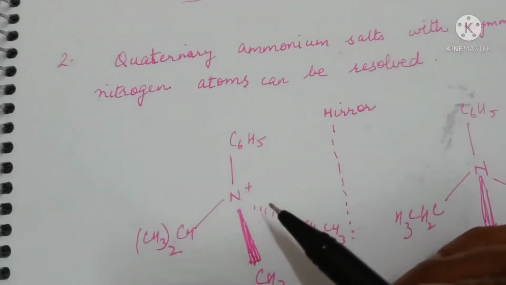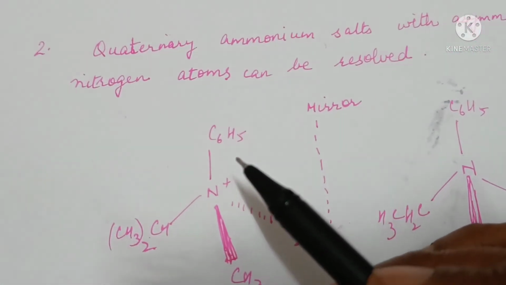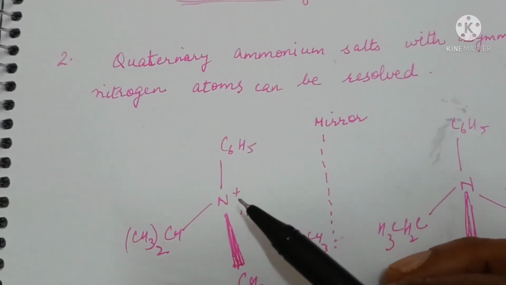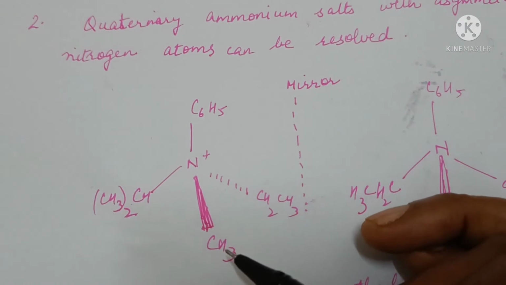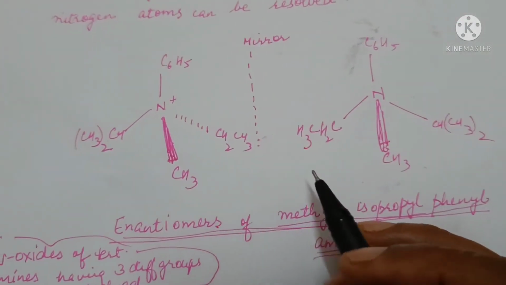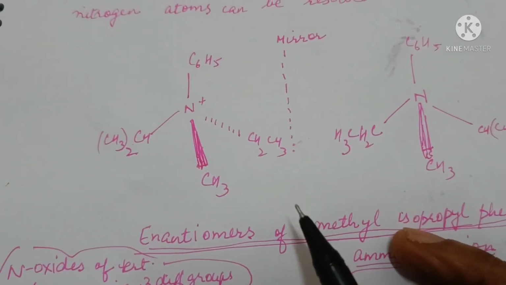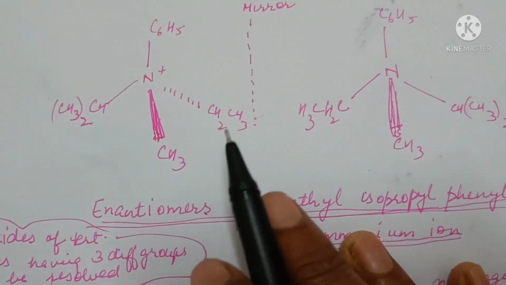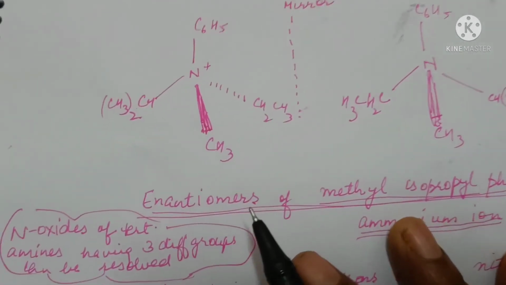And also, if the lone pair is engaged in bonding, as in quaternary ammonium salts, then flipping is not possible and these 2 enantiomers of each other can be resolved. So here the nitrogen atom is chiral; the 4 groups attached to it are different from each other.